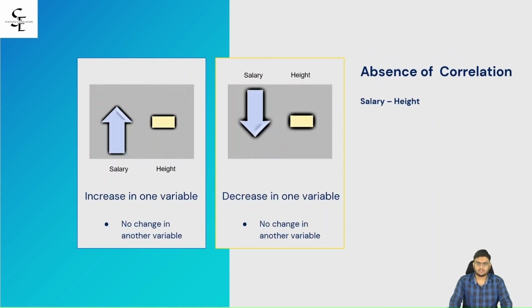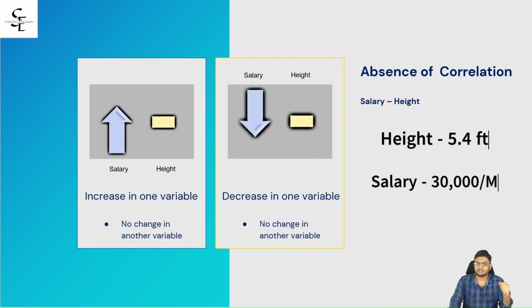Absence of correlation. In absence of correlation, increase or decrease in one variable have no effect over the other variable. For example, salary and height. If a person's height is 5 foot 4 inches and he is getting salary of 30,000 per month, now if he gets promotion, his height will remain same, and if he gets demotion, his height will remain unchanged. So salary has no impact on his height.